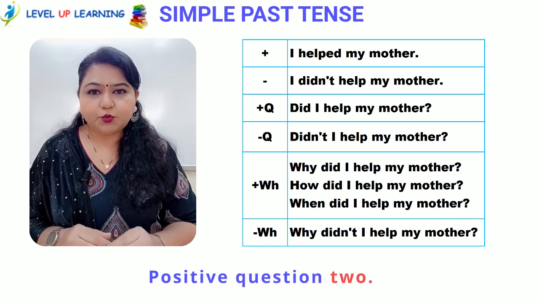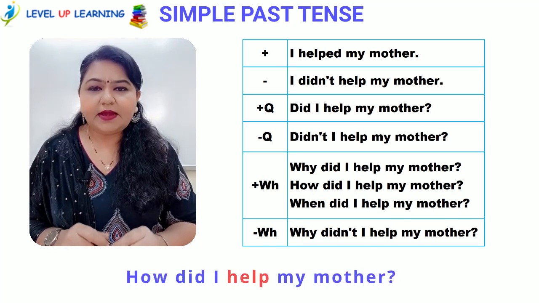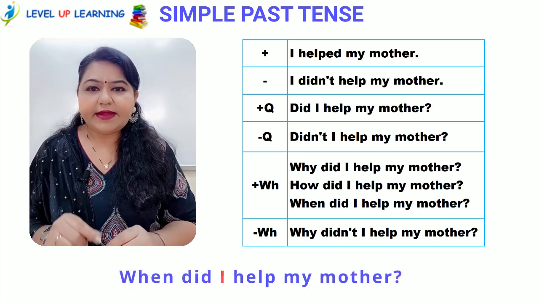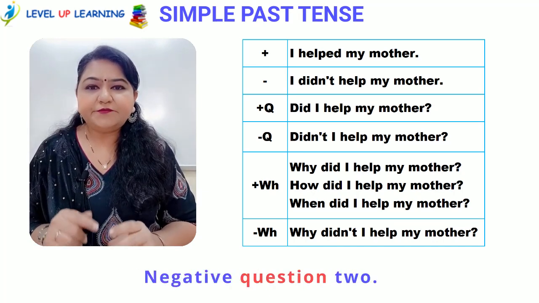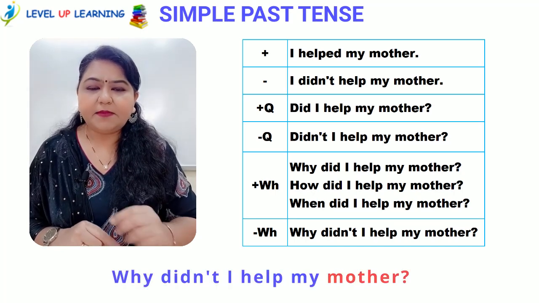Positive question 2, why did I help my mother? How did I help my mother? When did I help my mother? Negative question 2, always with why. Why didn't I help my mother?